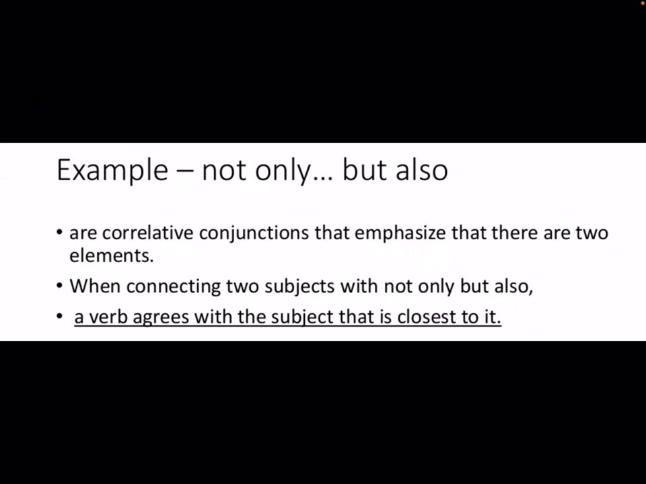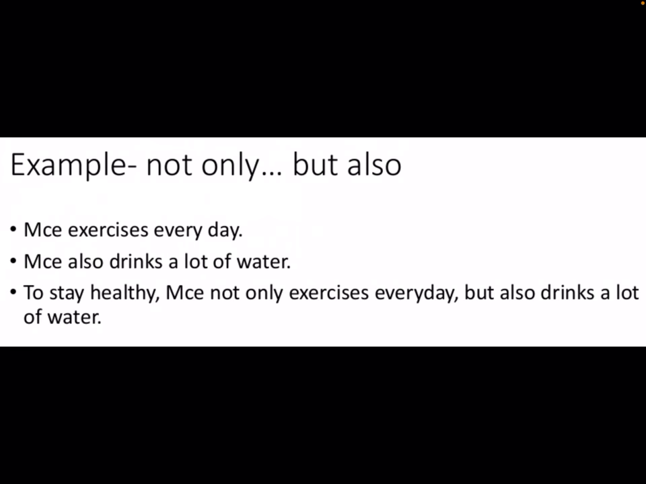So when connecting two subjects with not only but also, a verb agrees with the subject that is closest to it. When we have two subjects and we are trying to connect them, the verb has to agree with the subject. That's why we use not only, and that's why we use but and also in the same sentence. Here we have an example for not only and but also.